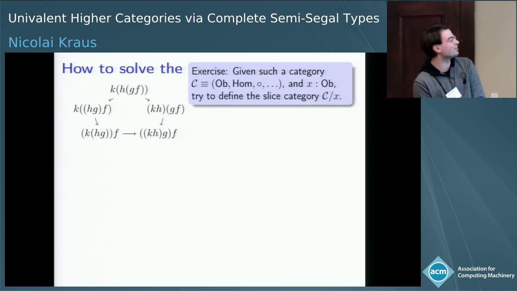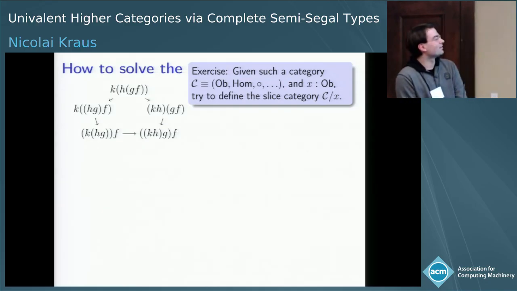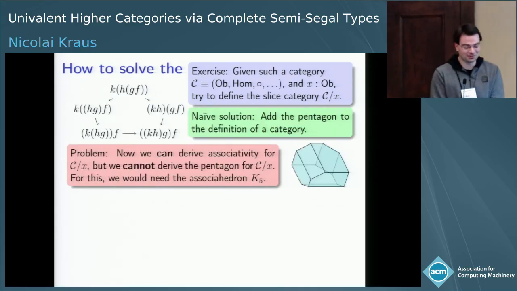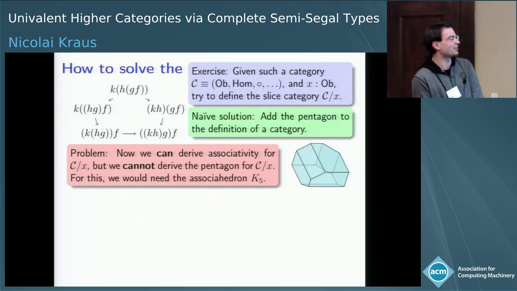And now we need this to commute. So we need some equality, which gives us this pentagon. And yeah, so the thing is, a priori, we haven't put this pentagon into our definition of a category. So there's nothing we can do. And now the naive solution would be, okay, let's just take the definition of a category and just add this pentagon equality. And yeah, so that's great, because now, for the slice category, we can really prove associativity.